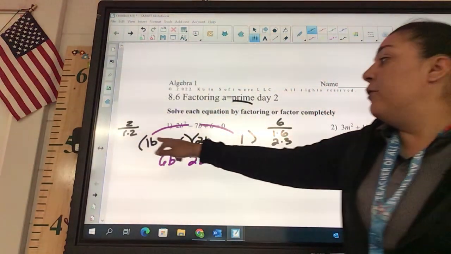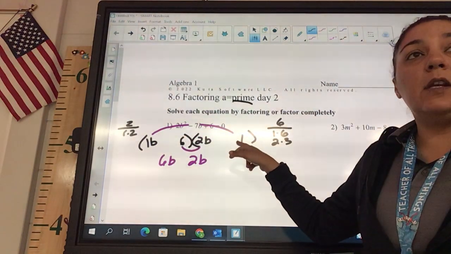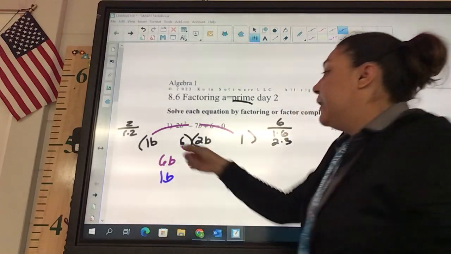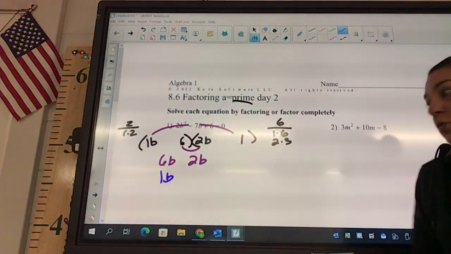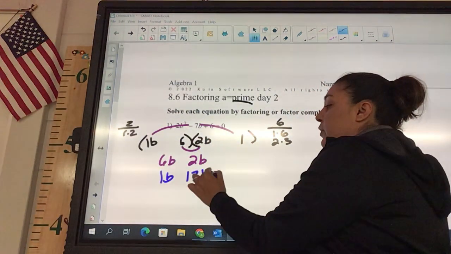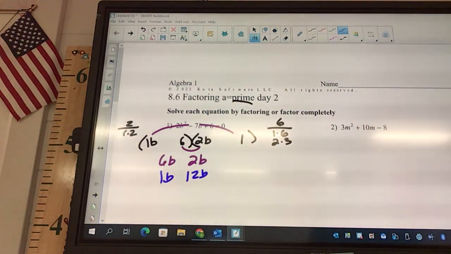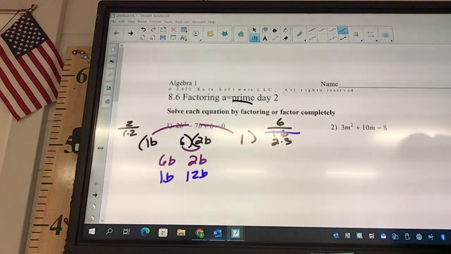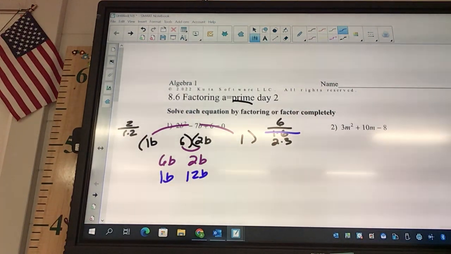Well, if we do the outer, 1 times 1, what are you going to get? 1B. What about the inner? What are you going to get? 12B. Okay, would a 1 and a 12 ever give you a 7? No. And so this option is definitely not it. You've checked every possibility. You've checked 1 then 6, and then you've checked 6 then 1.